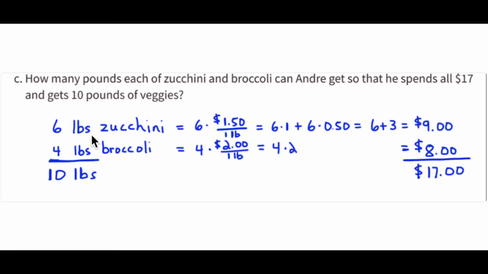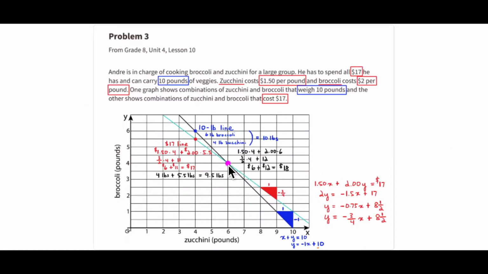And so actually the answer to C is 6 pounds of zucchini and 4 pounds of broccoli. It weighs 10 pounds. And I'll go through this calculation in a minute, but it costs $17. If you look at the graph, that is the point at which the $17 line and the 10-pound line meet. Any point on the 10-pound line weighs 10 pounds of vegetables. It's this point right here in which they are the same, both 10 pounds of vegetables and $17 in cost.